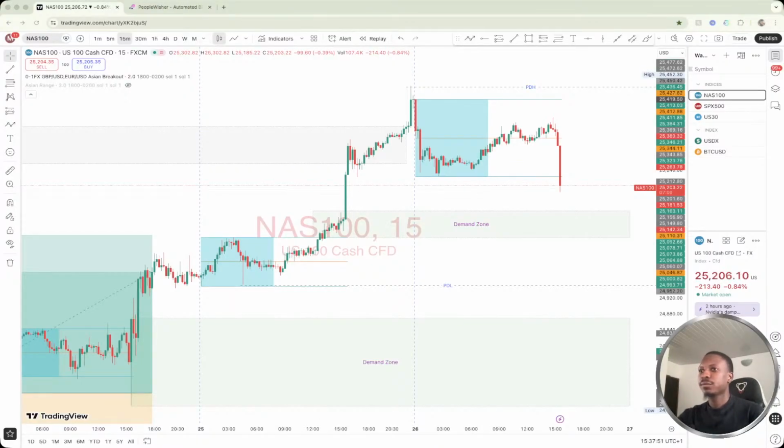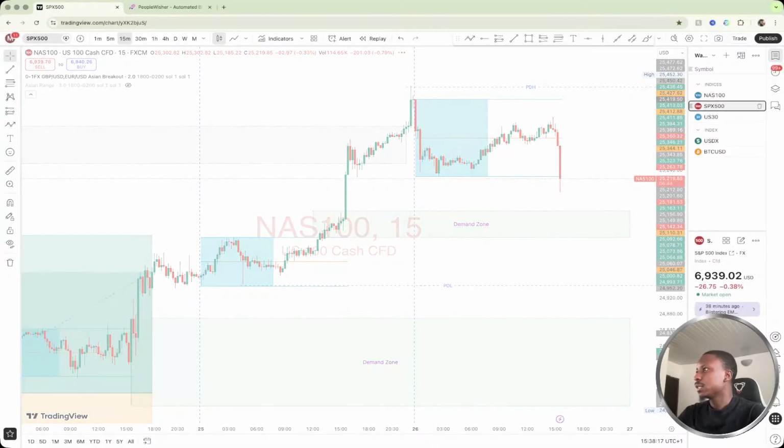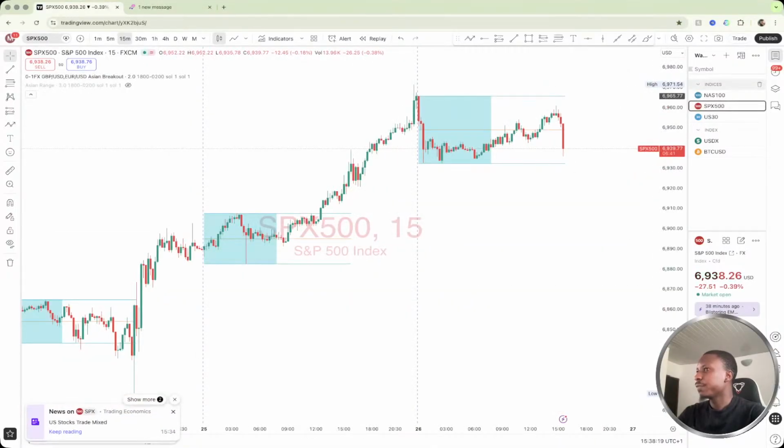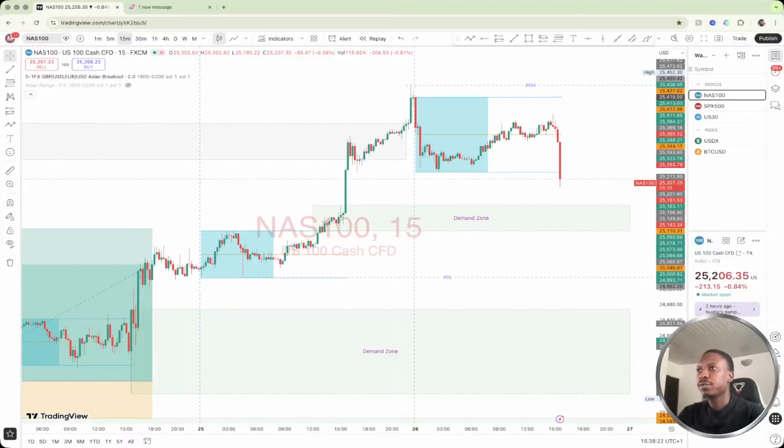All right. Knowing that NASDAQ is potentially able to go into the demand zone, I think now we just really need to wait. Hopefully NASDAQ does get there. That would be very nice. Let's see what it is doing on S&P 500. On S&P 500, it's just doing its thing.